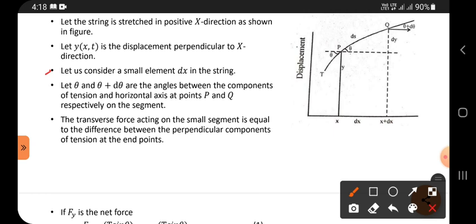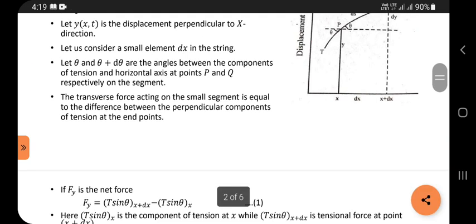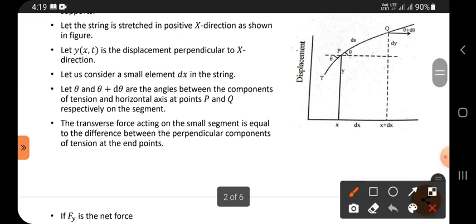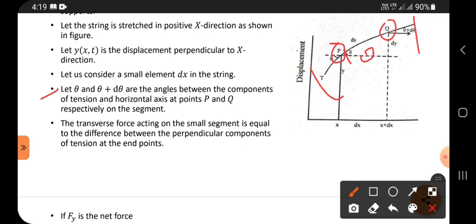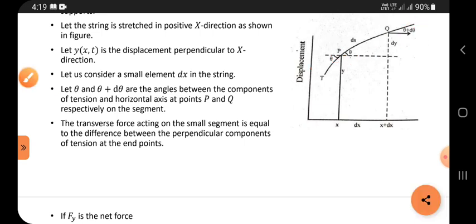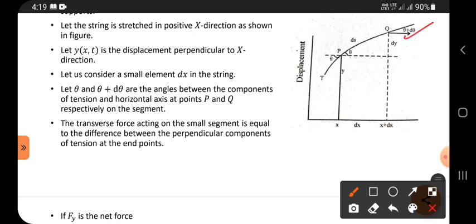Let us consider a small element dx in the string. Let me take this as a small element, or small length, of the string. Its length is dx only. Let theta and theta plus d theta be the angles between the components of tension and the horizontal axis at points P and Q respectively on the segment. Segment means a small piece. At point P the angle is theta, and at point Q the angle is theta plus d theta. The angle changes with respect to this one, so that is why d theta is added.